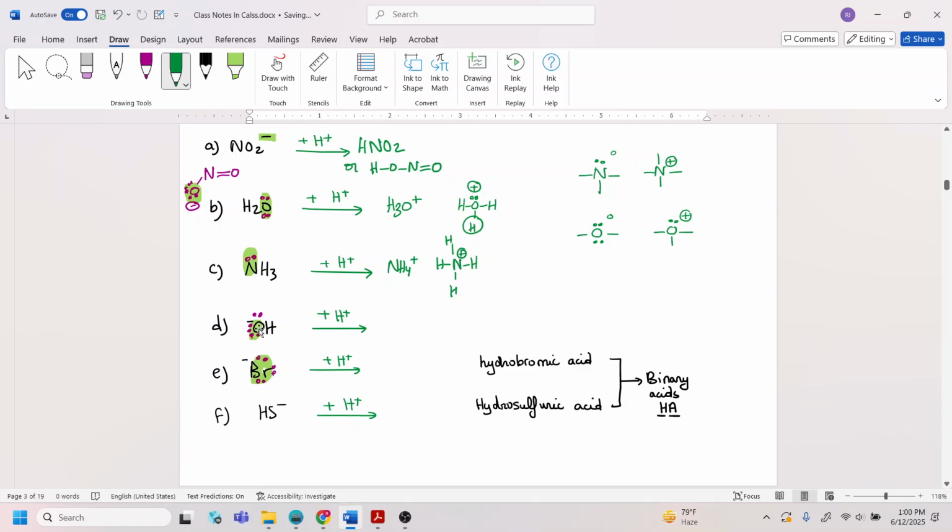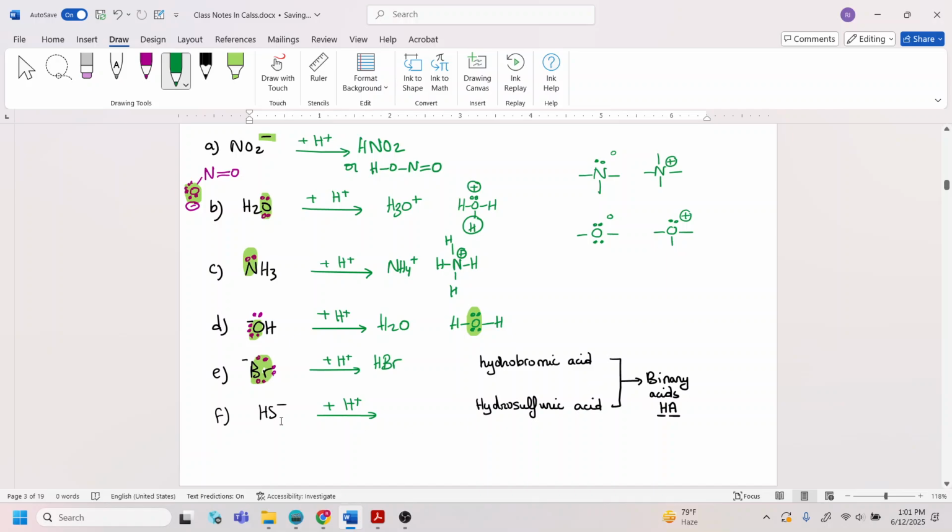Over here, my electron-rich site is the oxygen. So this is an OH minus, it is a base. I want to change it into its conjugate acid, so I'm just going to add a hydrogen. So the OH minus now is going to turn into water. So what you did is you allowed the electron-rich site to take a hydrogen from the acid. Bromine, again, is going to take the hydrogen from the acid. This is the electron-rich site. So what I'm going to end up with is hydrogen bromide, or another name for it is hydrobromic acid.